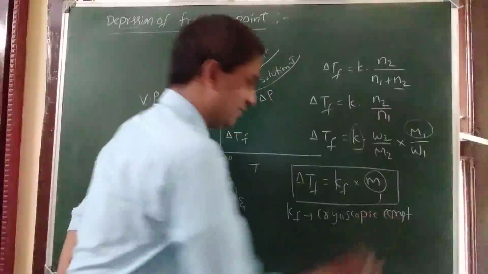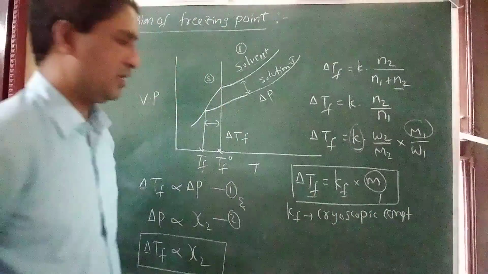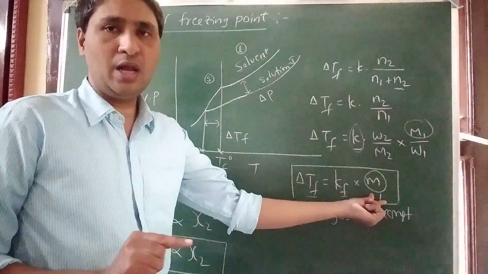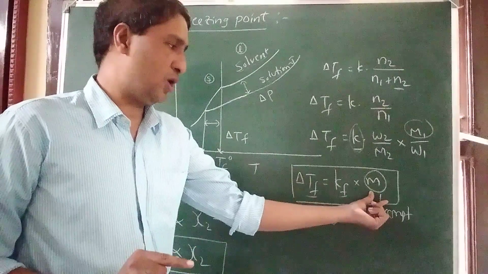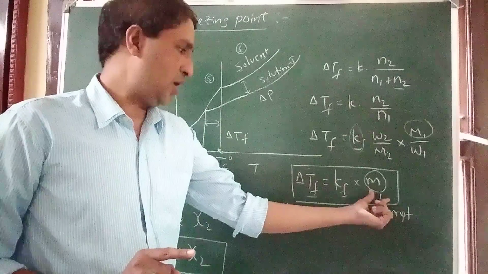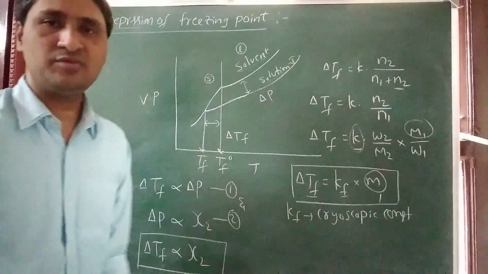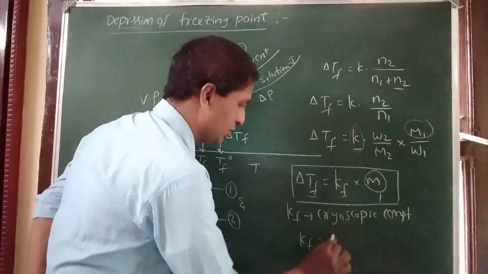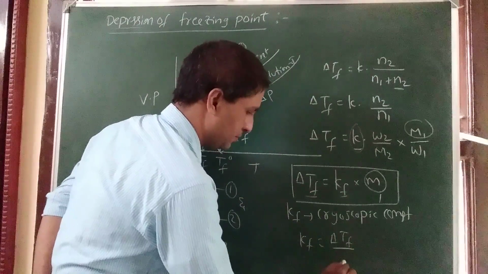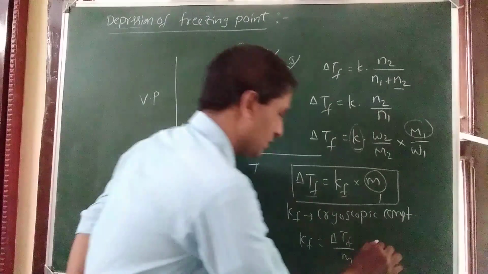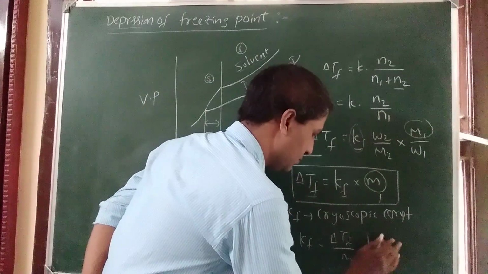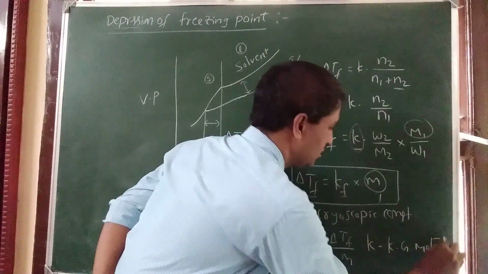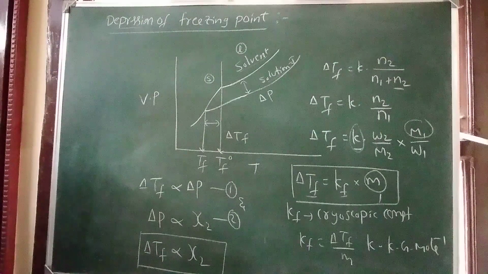Suppose the molality value is equal to 1, then Kf is equal to delta Tf. That means for a 1 molal solution, not molar, molal, the depression in freezing point of the solution is called the cryoscopic constant. Its units: Kf equals delta Tf by m. That means the units are Kelvin kg mole inverse. These are the units of the cryoscopic constant.